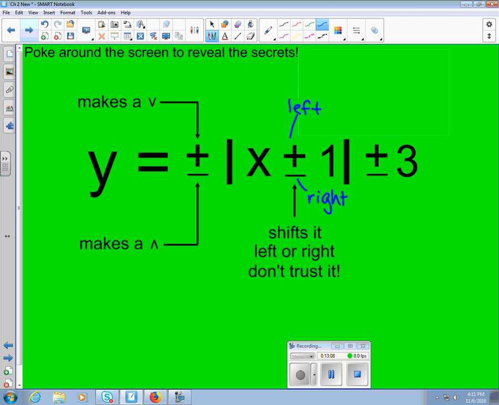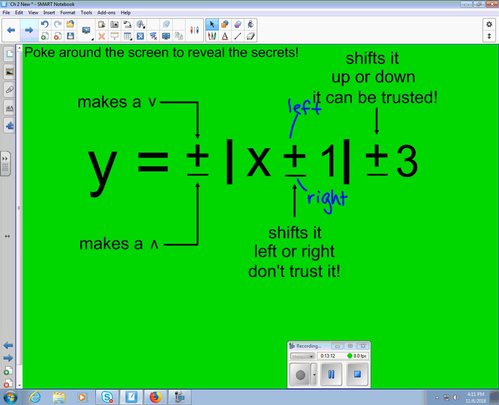Now, this last part is what you see is what you get. So if you see a +3, a plus is going to move it up, and a minus will move it down. And we'll utilize that thought once we jump into graphing parabolas in vertex format.